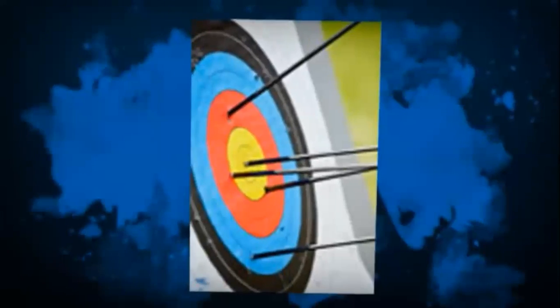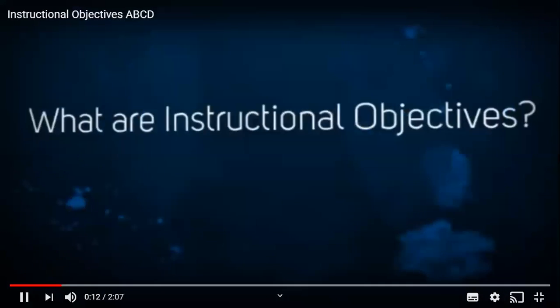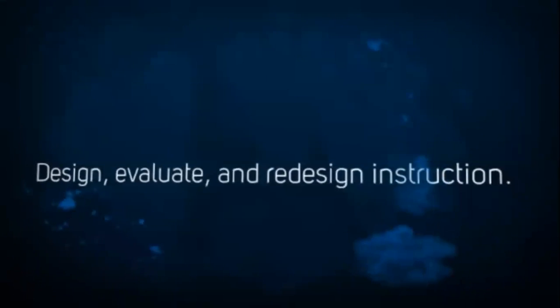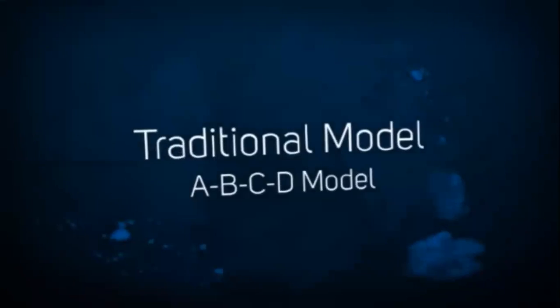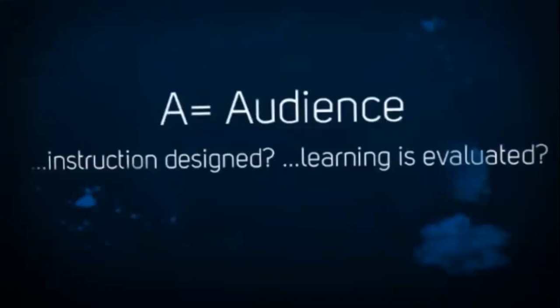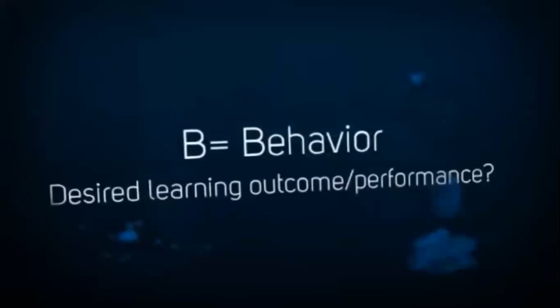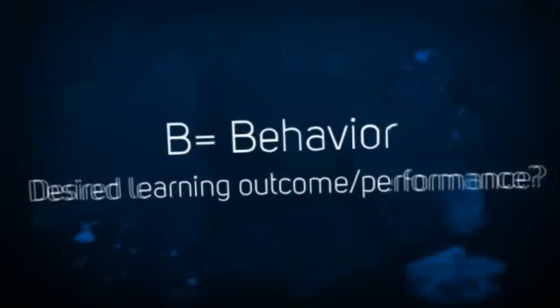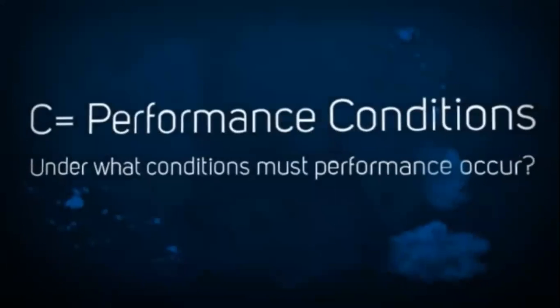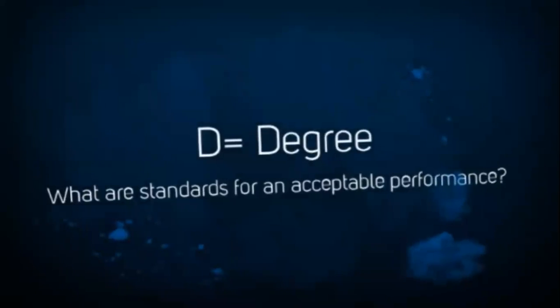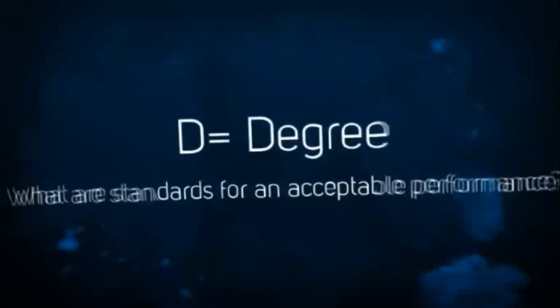What are instructional objectives? What do they tell us? They tell us what we want learners to be able to do as a result of instruction. They also help us design, evaluate, and redesign instruction. And we follow the traditional ABCD model, where A is the audience of instruction. B is the behavior, or the performance, that we're going to evaluate. C, the conditions under which the performance must occur. And D is the degree of performance, that which we find acceptable.